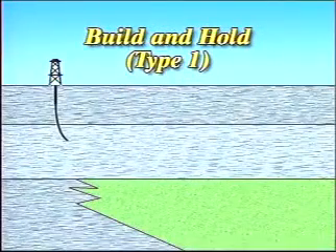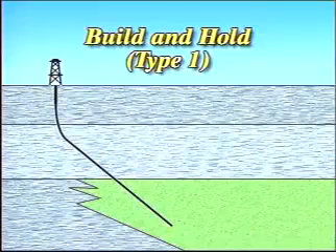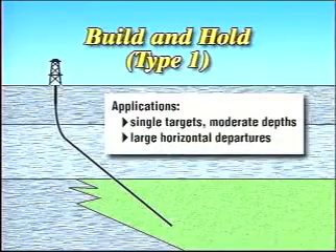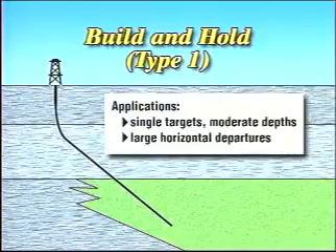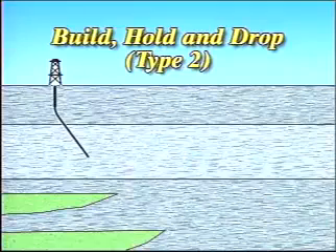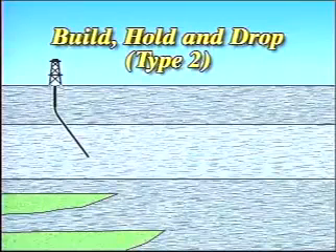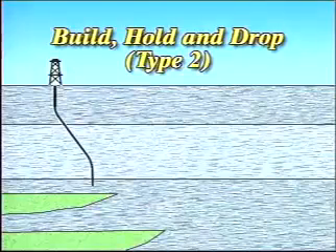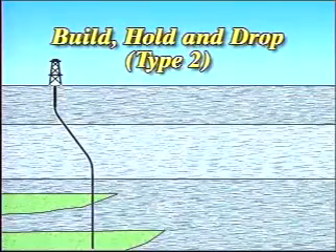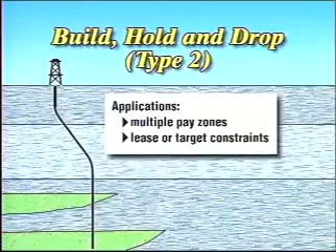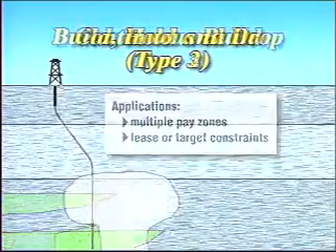The build and hold pattern employs a shallow initial deflection from vertical and a straight angle approach to the target. It's good mainly for reaching single targets at moderate depths, and sometimes for drilling deeper wells with large horizontal departures. The build, hold, and drop pattern likewise employs a relatively shallow deflection and holds angle until it reaches most of the desired lateral displacement. But then the angle is reduced or brought back to vertical to reach the target.